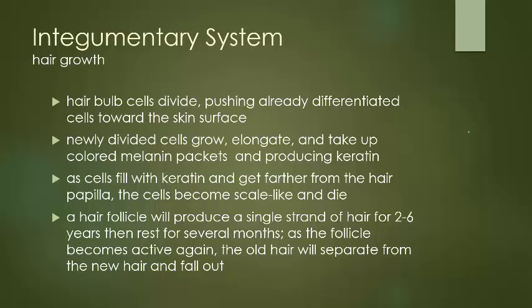And so it's interesting, a hair follicle will produce a single strand of hair for anywhere between 2 and 6 years. And then it will take a several-month vacation and stop producing new, the hair bulb cells will stop dividing, and it'll rest. And then the follicle will become active again after several months of resting. And as new cells are developed, then the old hair that was there in place before the resting period, that old hair will fall out and be pushed out by the new hair that's growing.